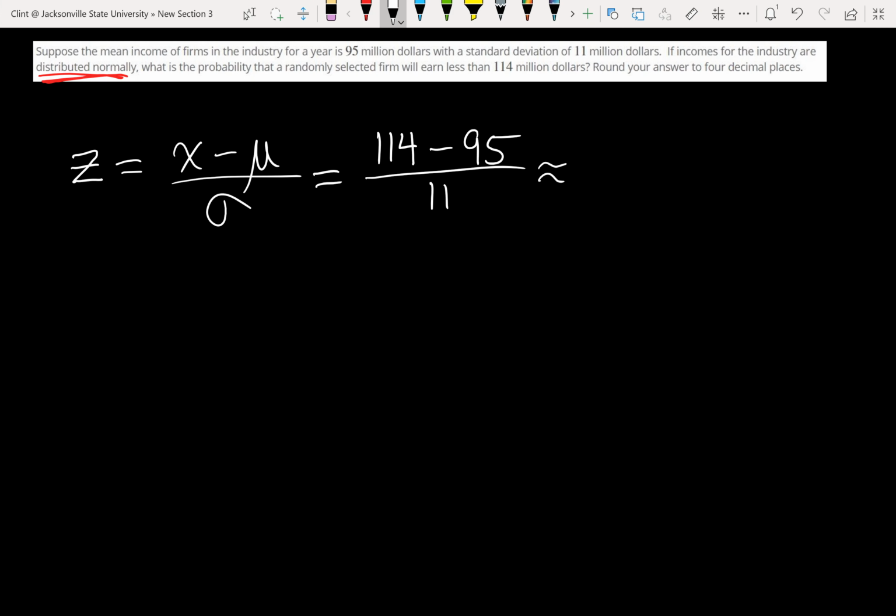So 114 minus 95 equals 19, divided by 11. When we round to 2 decimal places, it's 1.727, so 1.73. And that is our z-value. And then we want to know the probability of this. So that means we're going to look up area in the table. And since it says less than, that means we want the area to the left of our z-value. Right? Less than will be to the left. So we're going to go to our z-tables and look up the area to the left of 1.73. If you remember the last section, that means we just look up 1.73 in our tables.